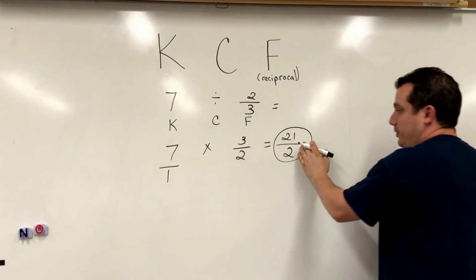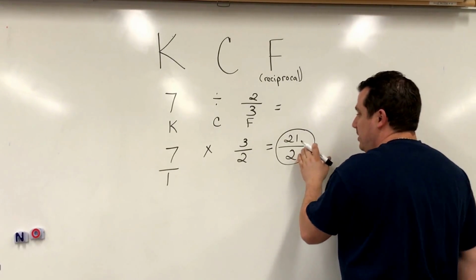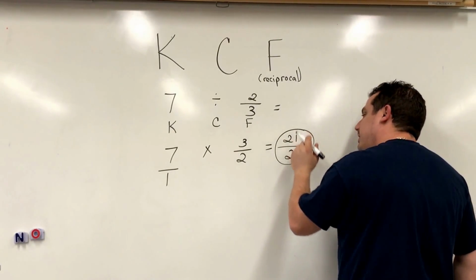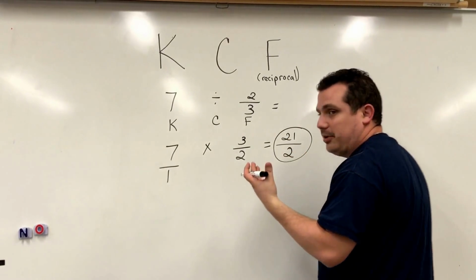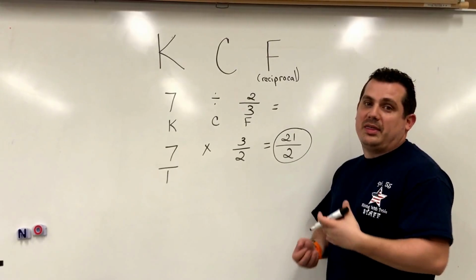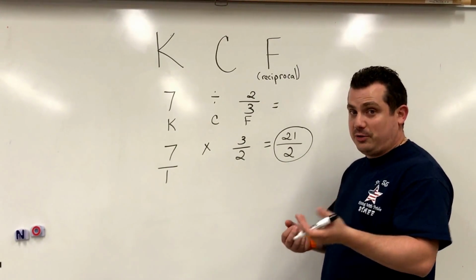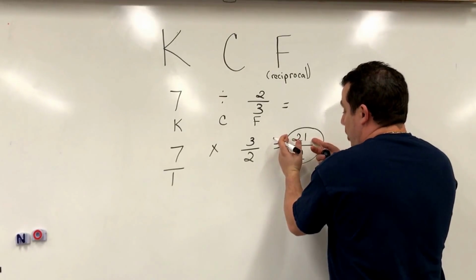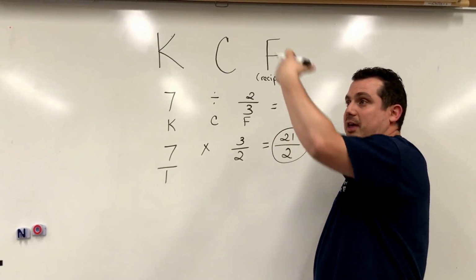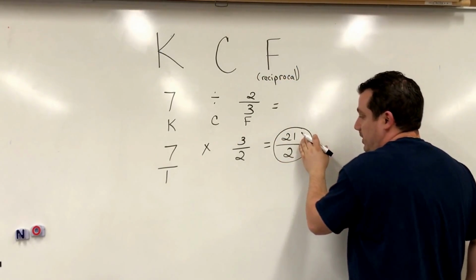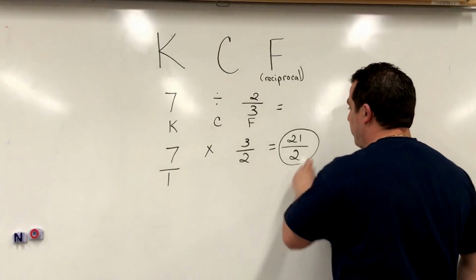Now, 21 over 2, we can simplify. This is an improper fraction because when your numerator is greater than your denominator, it's improper. When we think proper, we think of how we normally see something, the way it should be. A fraction should be written with the denominator greater than the numerator. So in this case, where your numerator is greater than your denominator, you could say it's improper.